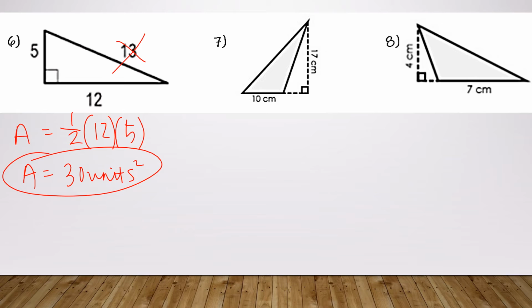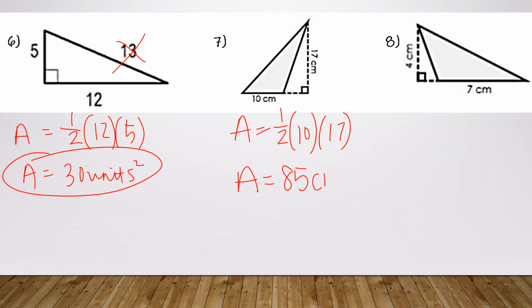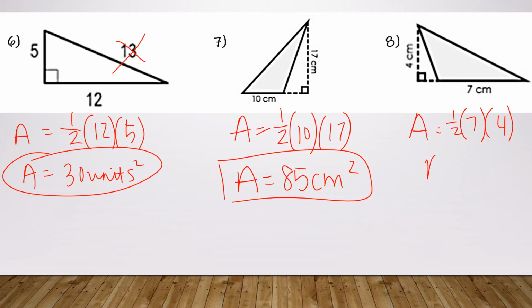For number 7, our height is 17, our base is 10, so we're going to have 1/2 times 10 times 17. You multiply all those together and you get 85 centimeters squared. Then for number 8, this is another obtuse triangle. So our height is 4, our base is 7, so 1/2 of 7 times 4 would be 14 centimeters squared.